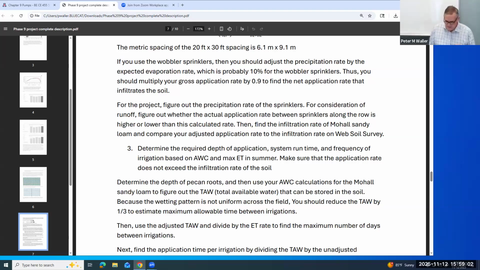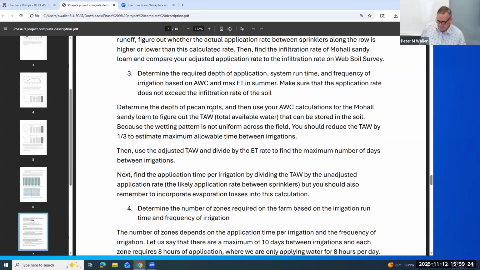And then next, we're going to make our irrigation schedule. So we're going to calculate the required depth of application, system runtime, and frequency of irrigation, and that's going to be based on the available water capacity, the root depth, and the max ET in summer. First, you'll have to look up the depth of pecan roots, and then you'll use your AWC calculations for the Mohall Sandy Loam soil to find the total available water in the soil root zone.